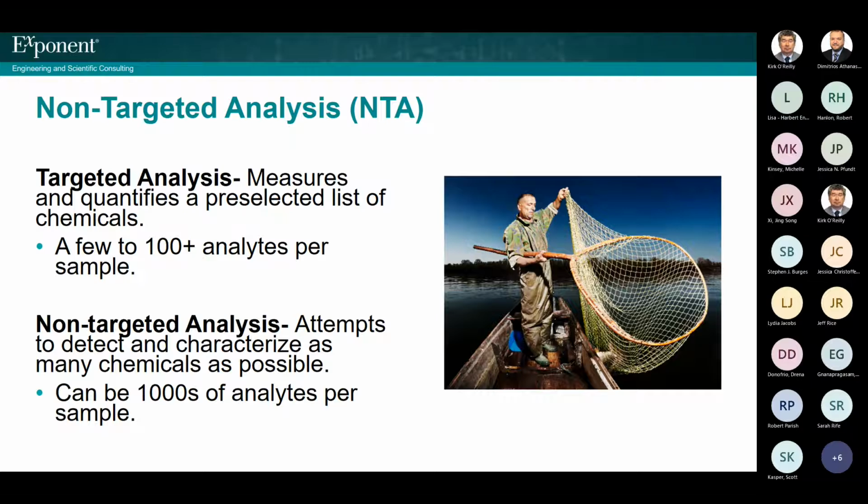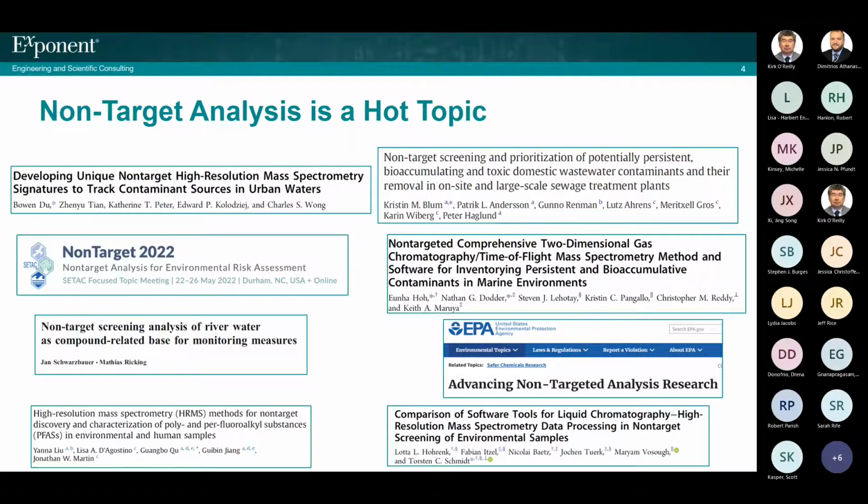And non-targeted, I use this picture of the sky with the big net because it's really a big net approach. It's a way to not come in and say, let's look for X. It's, using these rapidly improving chemical methods, how can we identify as many compounds as possible? And I'll show examples where we're identifying 1,000 to 2,000 or more individual chemical analytes per sample.